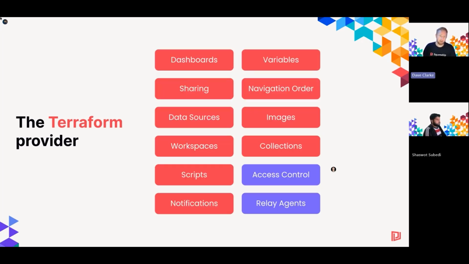The provider itself covers tons of stuff. So all of the red boxes here we have today. So whether that's dashboards or data sources, notifications, images, object collections, and so on. The two at the end there, access control and relay agents, are in progress. So we're working on those at the moment to bring that functionality to the provider, and I'm sure there'll be more additions in the future as well. Like I say, we're more than happy to accept PRs in or even feature requests submitted to us if there's particular functionality that you'd like to see.